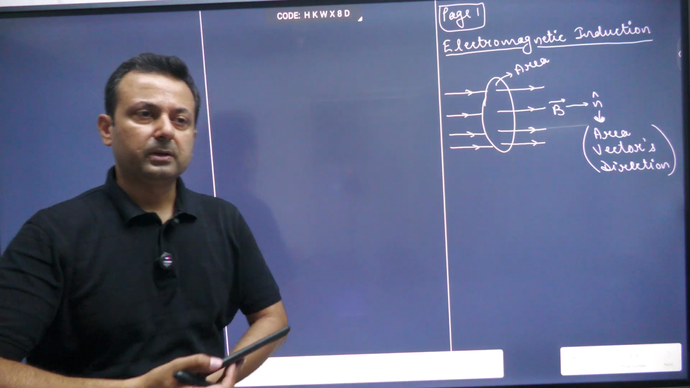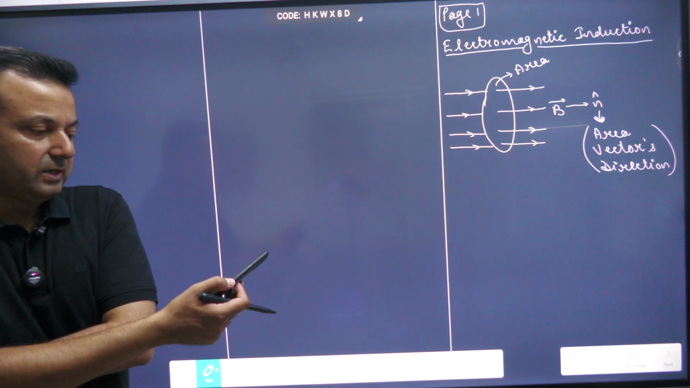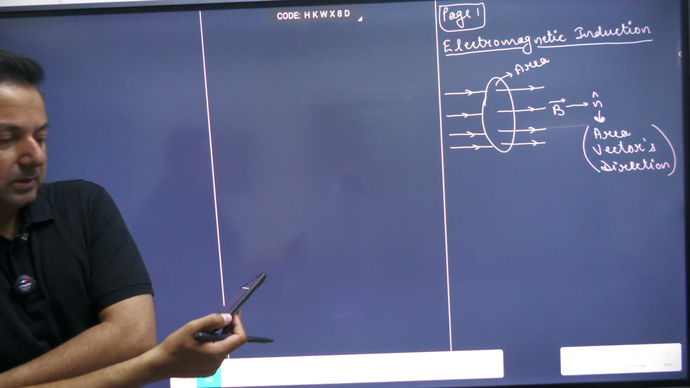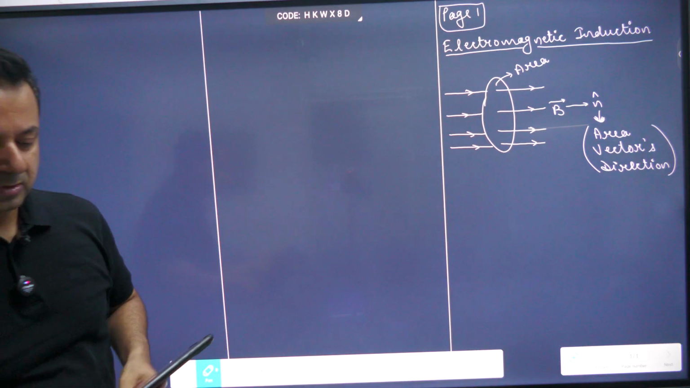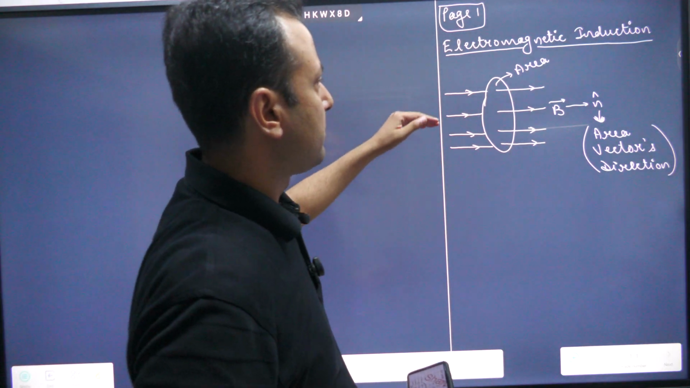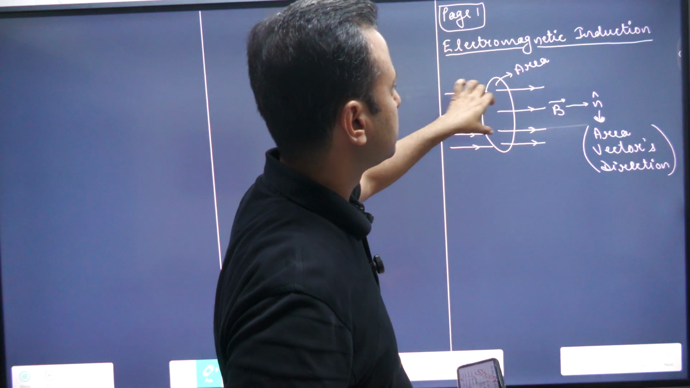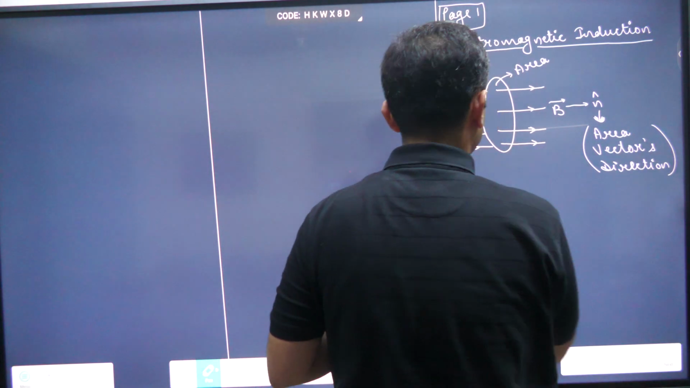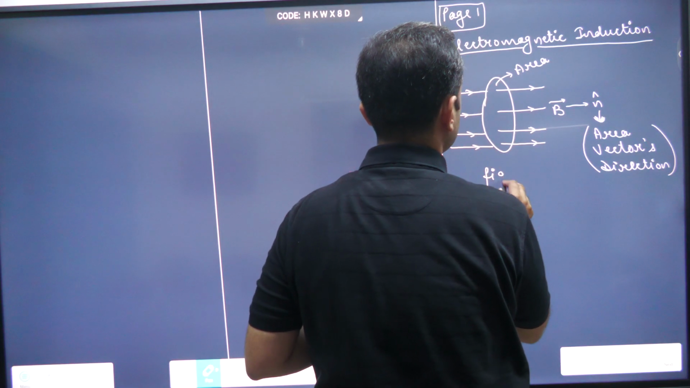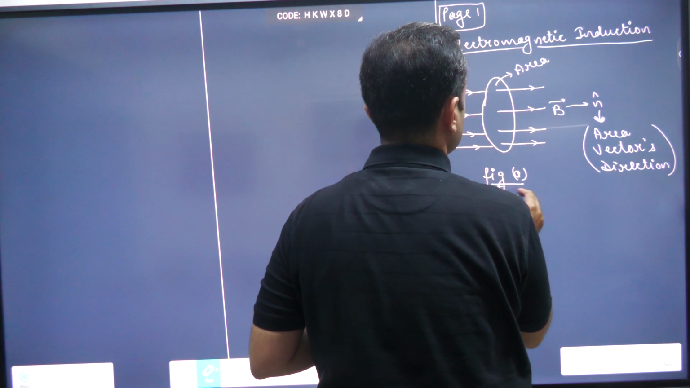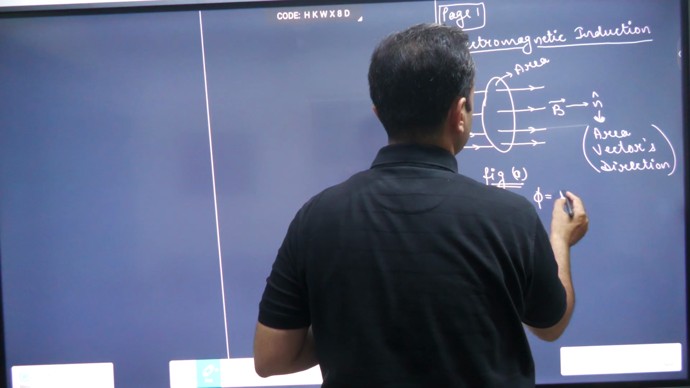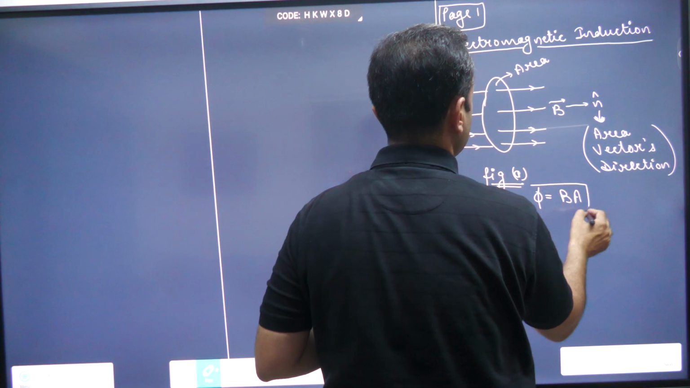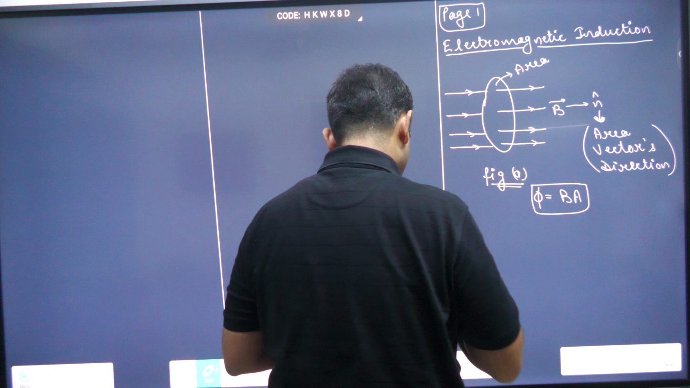But what will happen if the loop is not placed so that the magnetic field is normal or perpendicular to the area? Look, this is figure A. In such a case, magnetic flux phi is equal to magnetic field into area of cross section. Phi is equal to B into A.